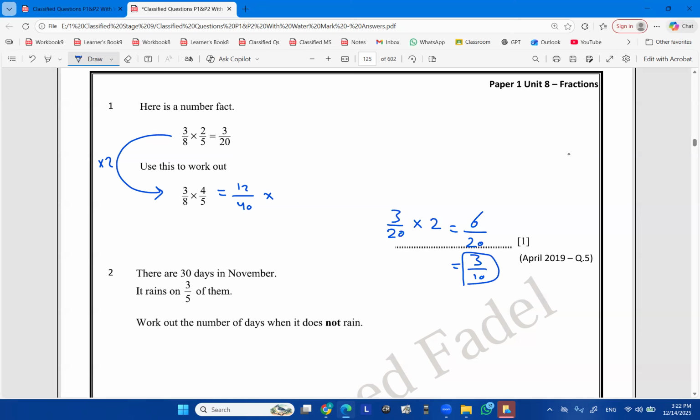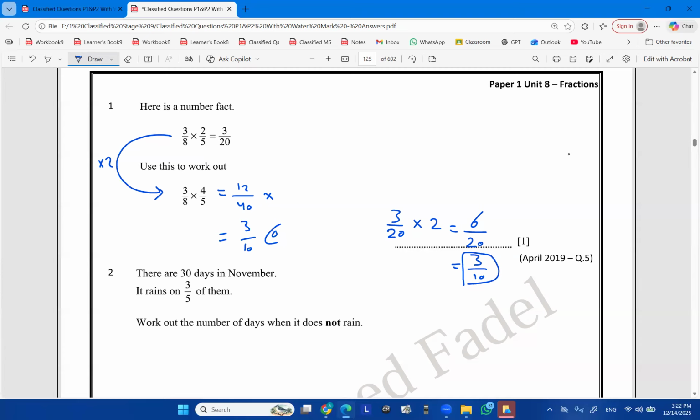Mister, I got the same thing exactly by multiplying 3 by 4 and 8 by 5. It gave me 12 over 40, and when I simplified it, it gave me also 3 over 10. I got the same answer, but unfortunately, doing it this way is going to lead you to taking a 0 out of 1 mark. They want to see that you use the fact. The fact says to you that this is 3 over 20. You just needed to double it. This question is double the fact that is given to you.